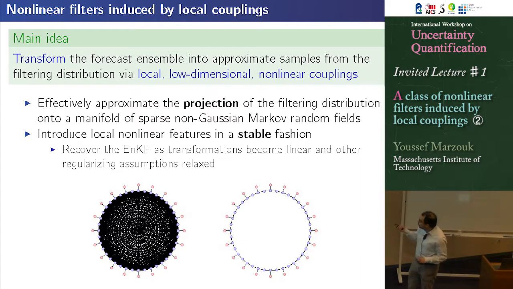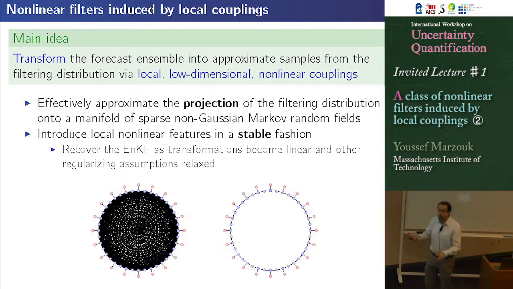Essentially what we're going to do is two steps. We're going to take the forecast distribution and the filtering distribution and say in general these are distributions on high dimensions. We can't hope to represent them exactly with the limited number of samples. We're going to regularize the problem by projecting onto some manifold of sparse, non-Gaussian Markov random fields. I'll describe that. And we're going to introduce local nonlinear features in a stable fashion. So what we're actually going to introduce is a filter that reverts to the EnKF as you relax certain assumptions and as you take away certain nonlinearities.